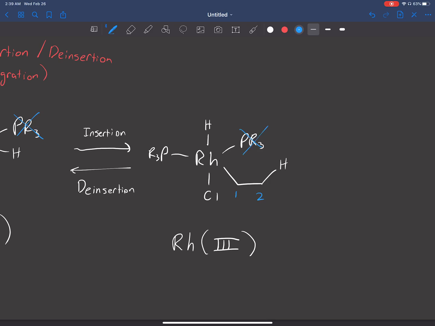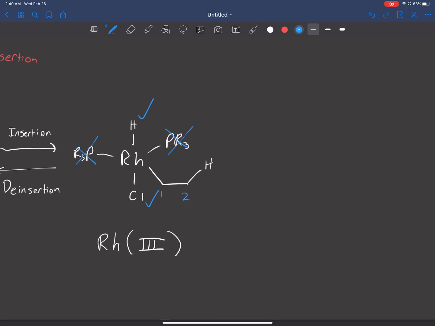Cross out the PR3s. They're not your anionic ligands. My H, that's one anionic ligand. Chlorine, that's your anionic ligand. Alkane chains are also anionic ligands. If I took this bond and dissociated it onto that carbon, I'm going to get those 2 carbons, that H, and a negative charge on my carbon. So it is an anionic ligand too.